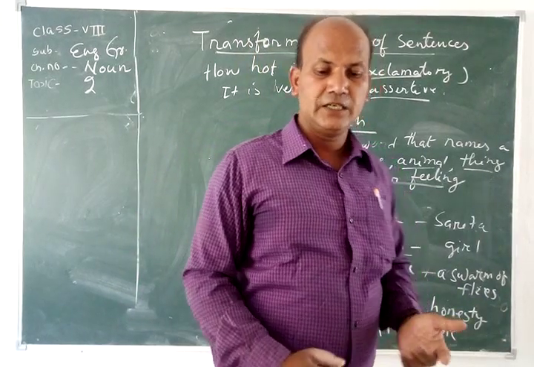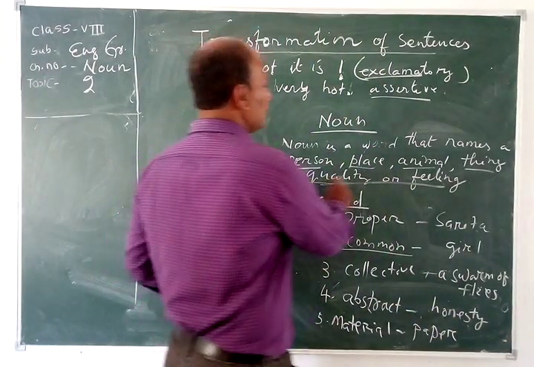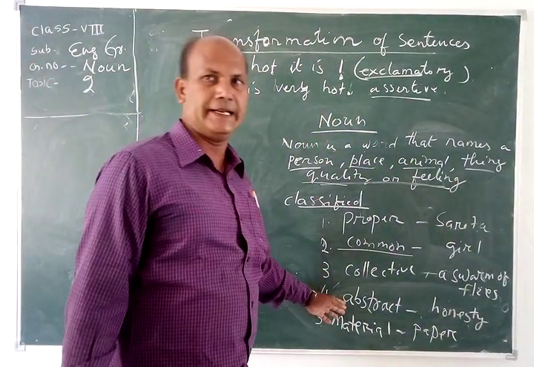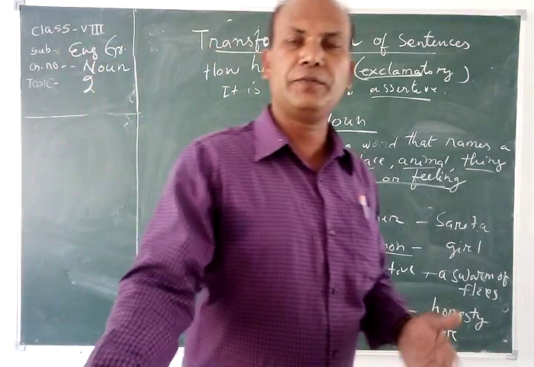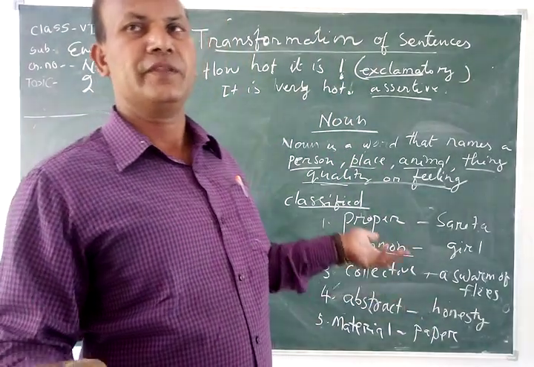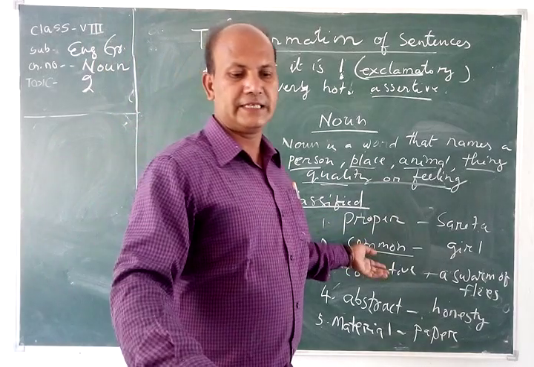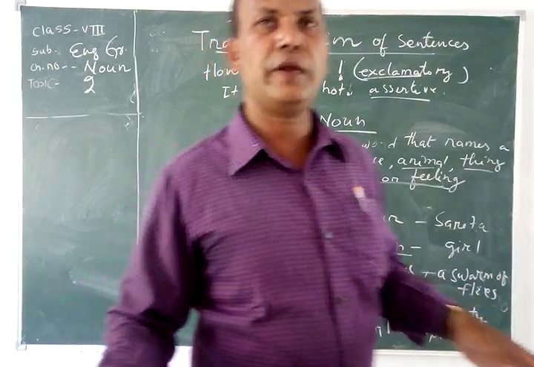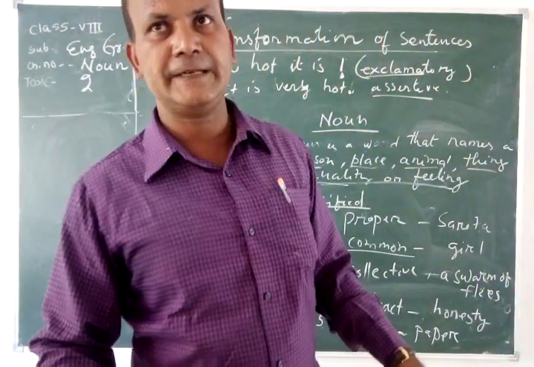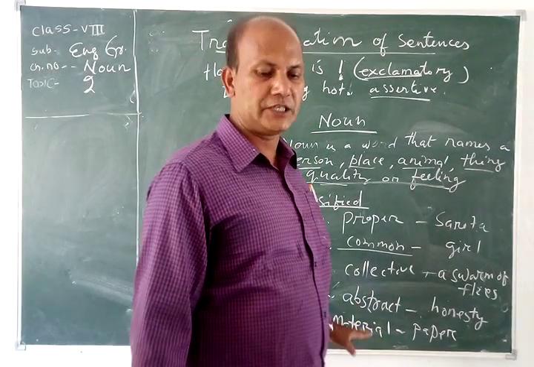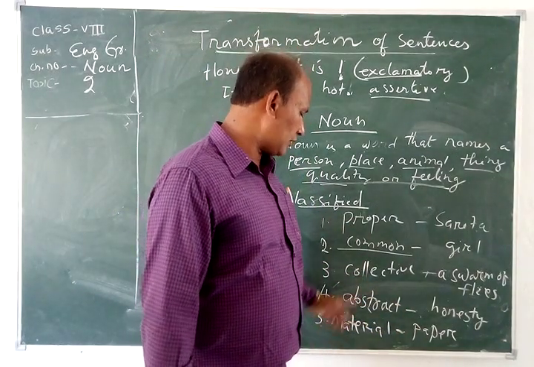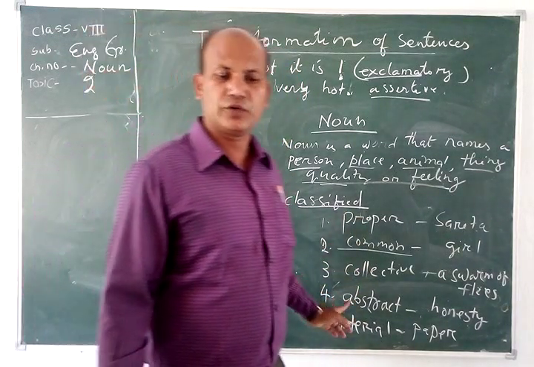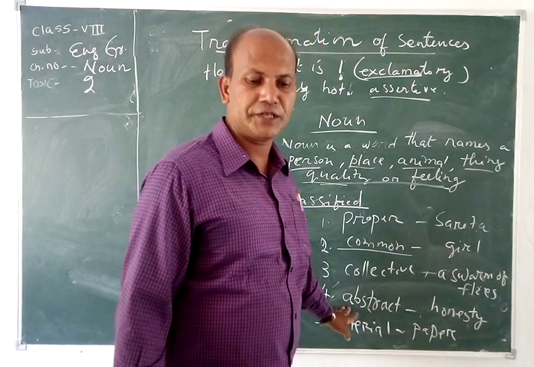An abstract noun denotes a quality or a state of being, the quality or state of feeling. This noun cannot be touched, but you can feel it, just like honesty, love, hatred, spirituality, philosophy, wickedness. These are examples of abstract nouns that can be felt but cannot be touched. That is the difference between the earlier nouns, which can be touched, and this kind of noun, which cannot be touched. Now you can understand.